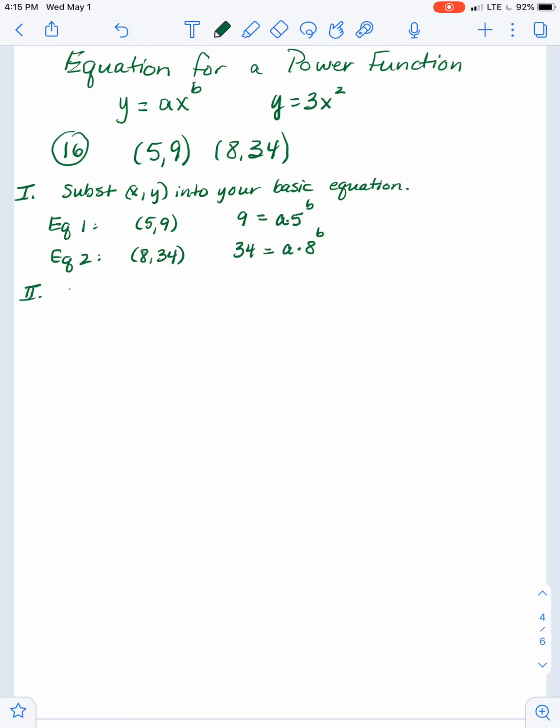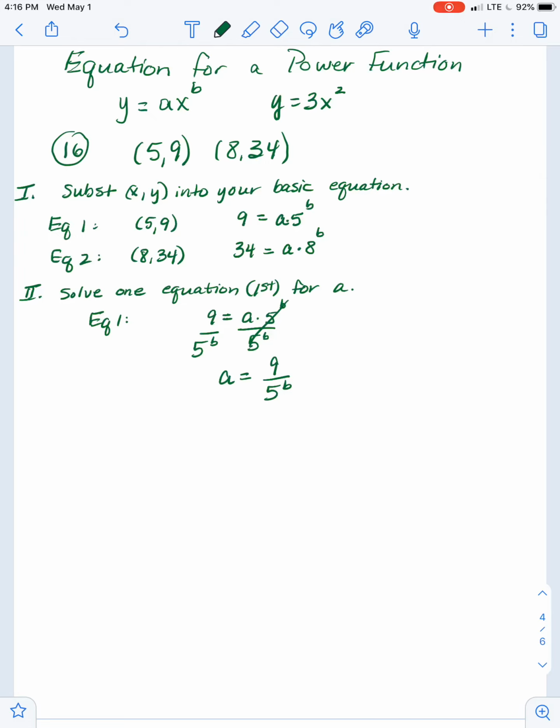Your second step, just like our last, is we're going to solve one equation, and I usually say the first, for a. So I'm going to take equation number 1 and solve for a. That means I need to divide both sides by 5 to the b power. Those are going to cancel. So a, I'm going to flip this around, is 9 over 5 to the b power.